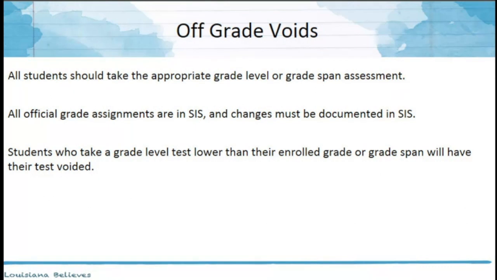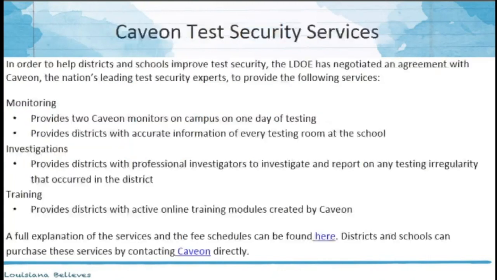For off-grade voids, all students, first of all, should take the appropriate grade level or grade span assessment, and the official grade assignments are in CIS. Any student who takes a grade level test lower than their enrolled grade or grade span will have their test voided. So you want to make sure that students are receiving the correct test.